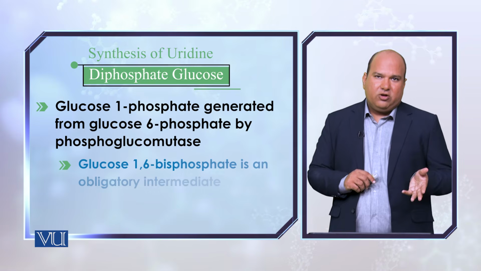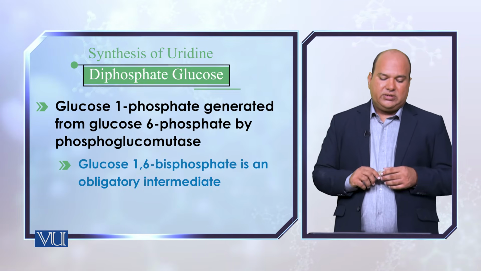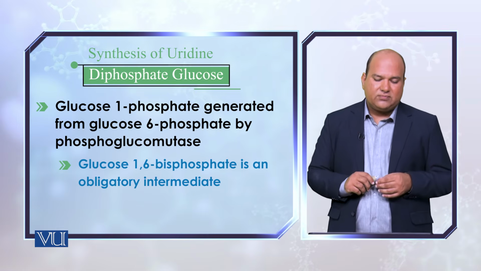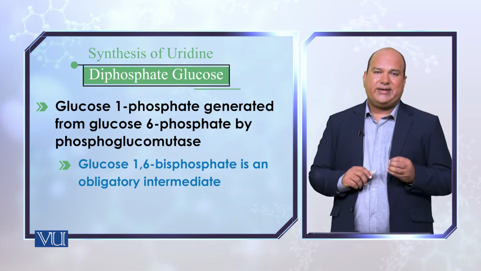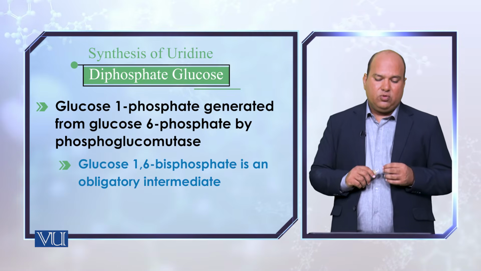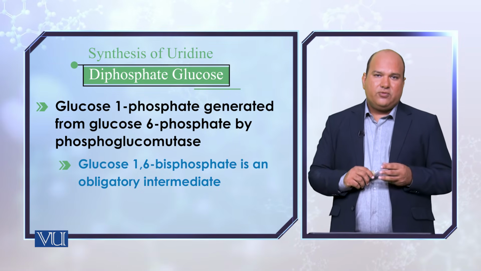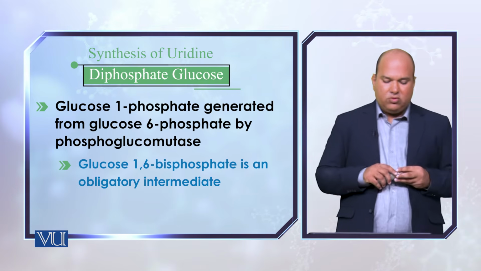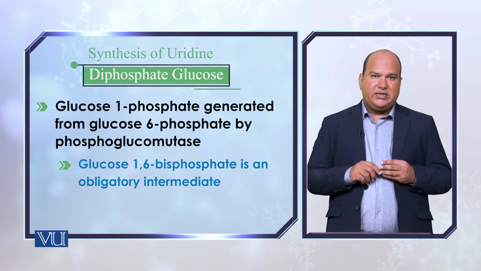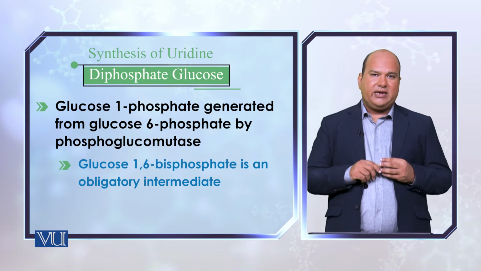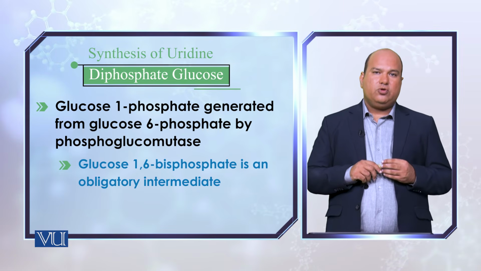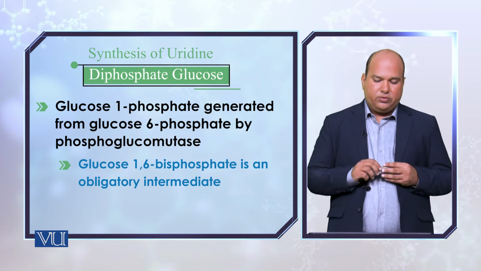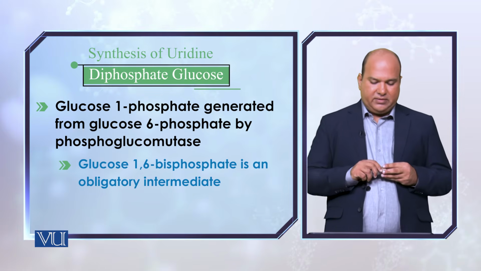Then until now you have been hearing about glucose 6-phosphate, but here we do not use glucose 6-phosphate to form this complex, but rather we are using glucose 1-phosphate. So, from where does the glucose 1-phosphate molecule come? You obtain it from the activity of phosphoglucomutase, an enzyme which converts glucose 6-phosphate into glucose 1-phosphate.